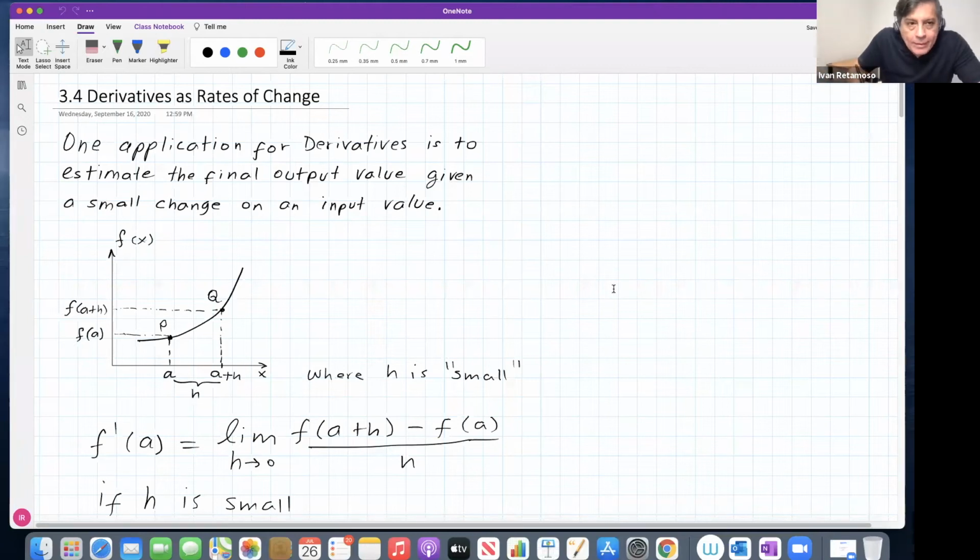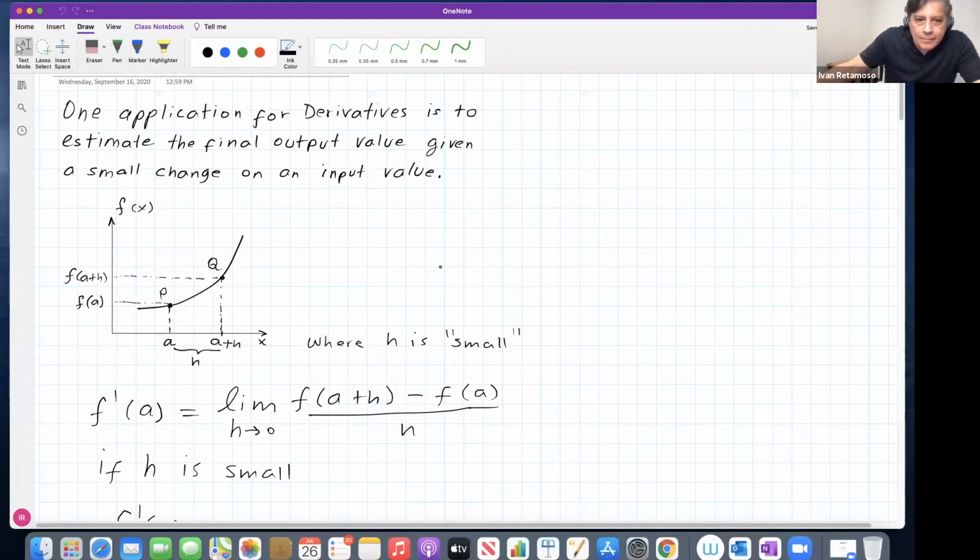All right, so remember that derivatives measure the instantaneous rate of change, right? This idea was considered by mathematicians, and they developed applications for it. One application of the derivative is to estimate the final output value given a small change in an input value. How does this work, Professor?